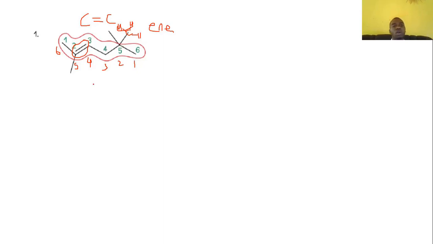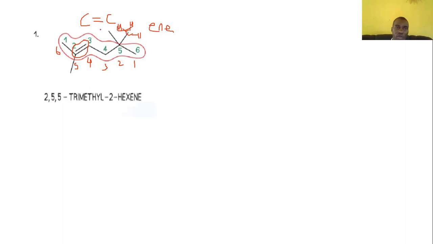All right, having that said, following the same rules, we are going to say here what we have is 2, 5, 5-trimethyl, then dash 2-hexene. Okay, so the name will be like this. On 2 here, there's a methyl. Then on 5, there are 2 methyl.